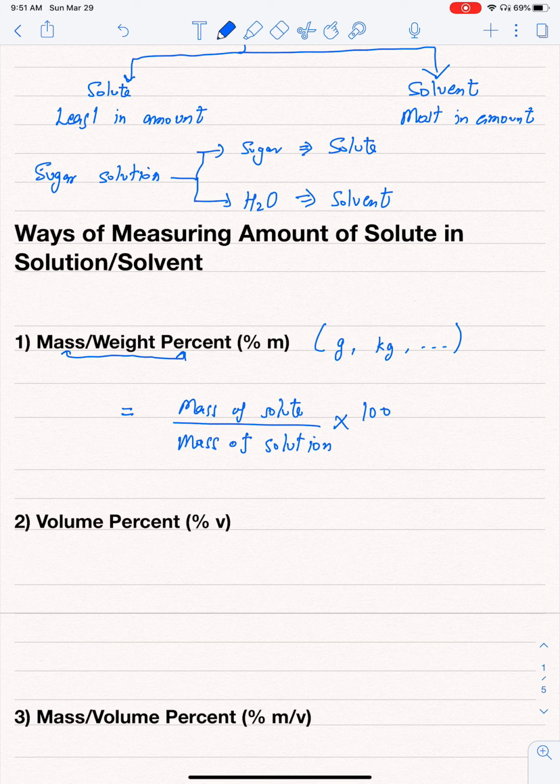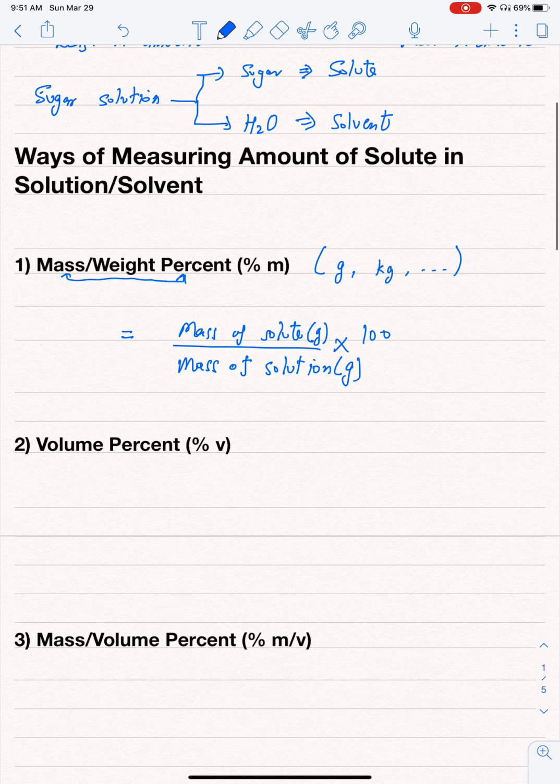Like I said, you could use any units for the measurement of the mass as long as you keep those the same. So I can have grams for the solute and grams for the solution, or I could have kilograms for both of those. As long as you're consistent, it's fine. So that's one way of measuring concentrations when you're weighing out your solute and your solution.